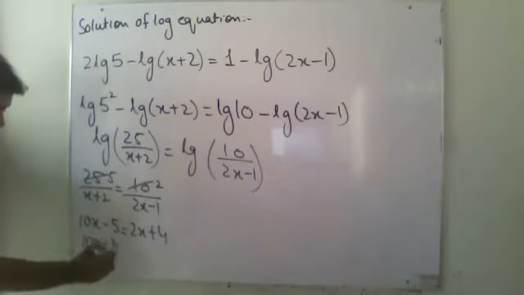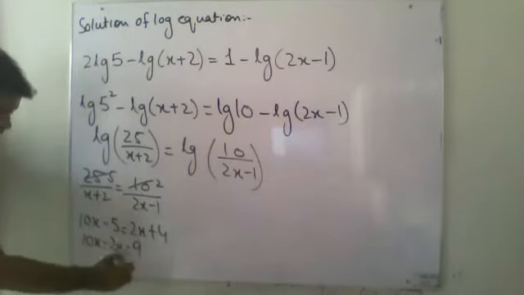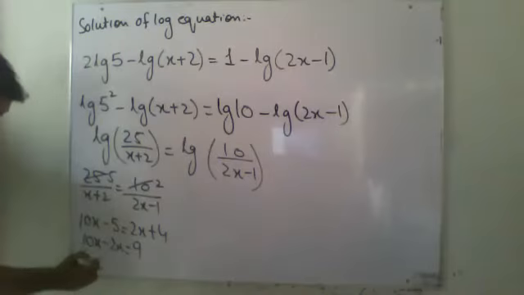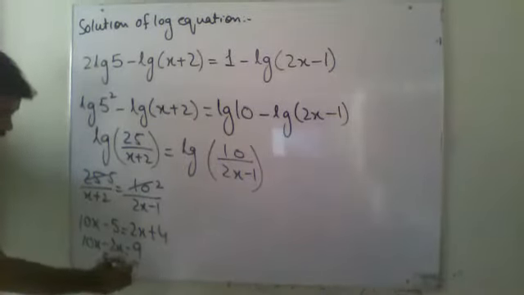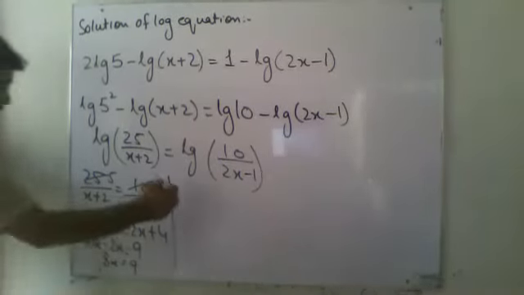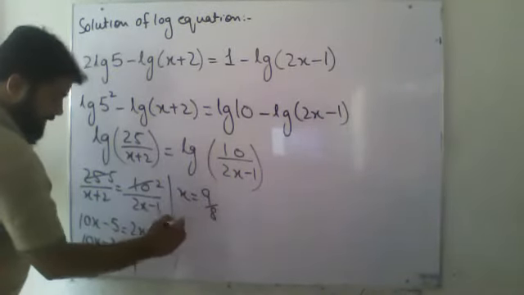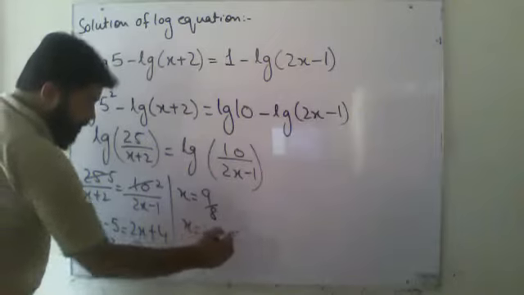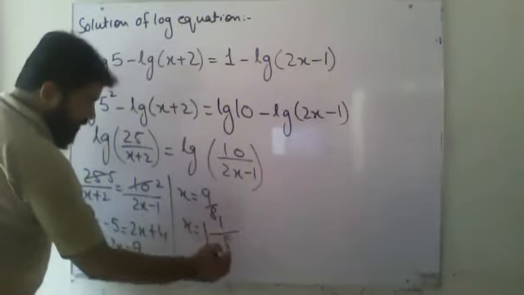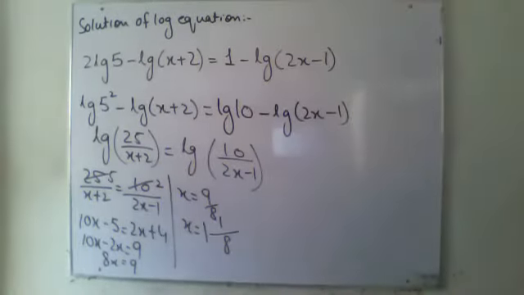10x minus 2x equals to 9. This will become 8x equals to 9. X equals to 9 over 8, which means x equals to one whole number 1 over 8, and that will be your final answer in this question.